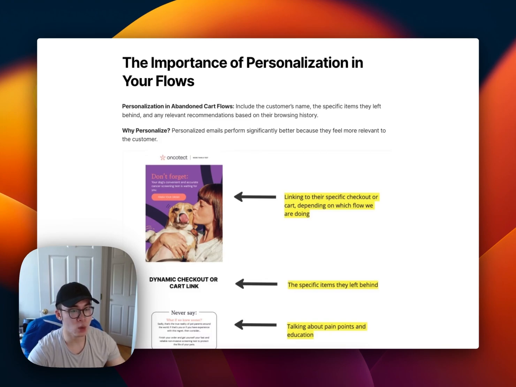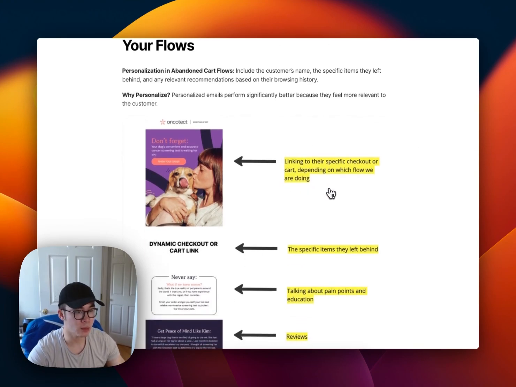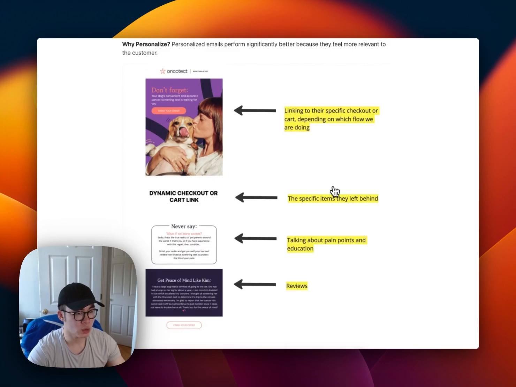And the reason we even want to personalize is because personalized emails perform significantly better because they feel more relevant to the customer. So imagine just getting an email of the exact thing you abandoned in the store of the brand. So an example of this type of email would be you're linking them to their specific checkout or cart, depending on which flow you're doing. And then we also want to include the specific types of items they left behind.